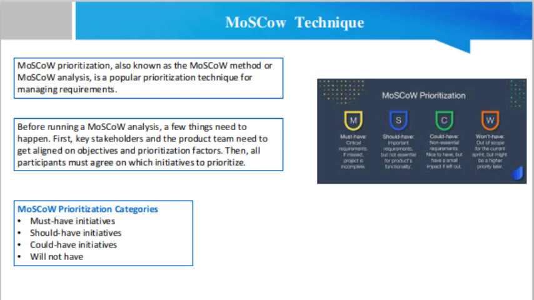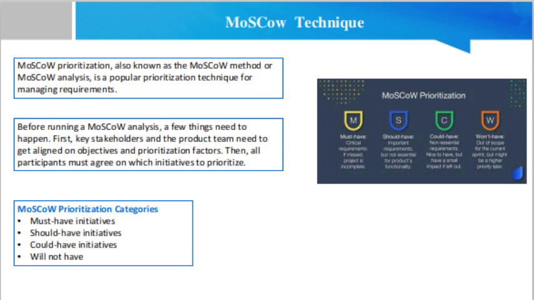Must have initiatives. As the name suggests, this category consists of initiatives that are musts for your team. They represent non-negotiable needs for the project, product, or release in question. For example, if you are releasing a healthcare application, a must-have initiative may be security functionalities that help maintain compliance.